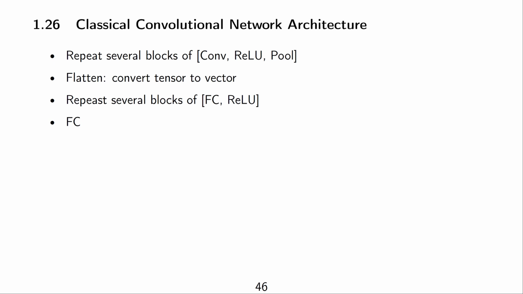Let's just build up a network. A classical convolutional network architecture would repeat several blocks of convolutional layer, ReLU layer, pooling layer, and the pooling layer decreases the resolution. You could also have convolution, ReLU, and then pool. So, of course, many versions are possible. Then you flatten this tensor to a vector and repeat several blocks of fully connected layer, ReLU, fully connected, ReLU, and then there's a final fully connected layer.